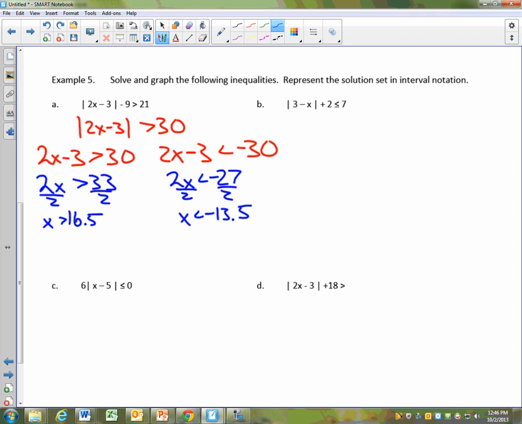So we want to do two things. We want to graph the solution set, and we want to express it in interval notation. So I plot negative 13.5, and I plot 16.5. Open or closed circles? Open. 16.5, x is greater than that, so the arrow goes to the right. x is less than negative 13.5, so the arrow goes to the left. So is that a conjunction or a disjunction? It is a disjunction.